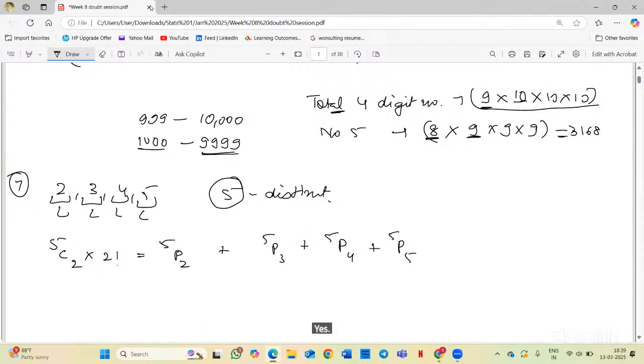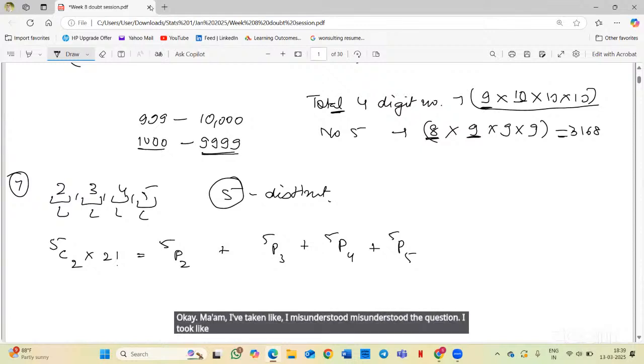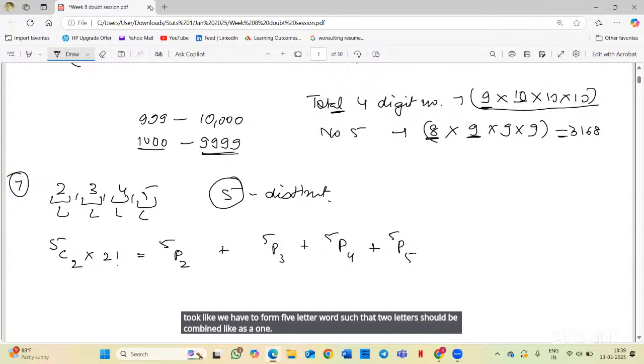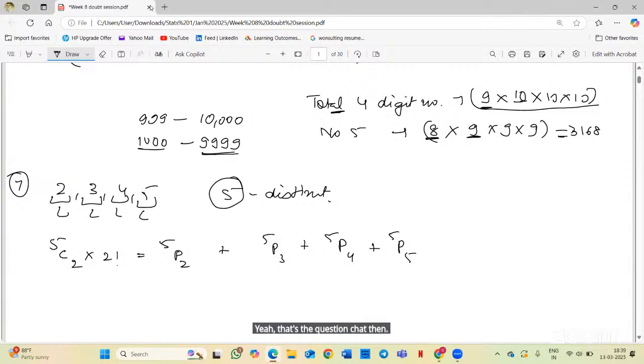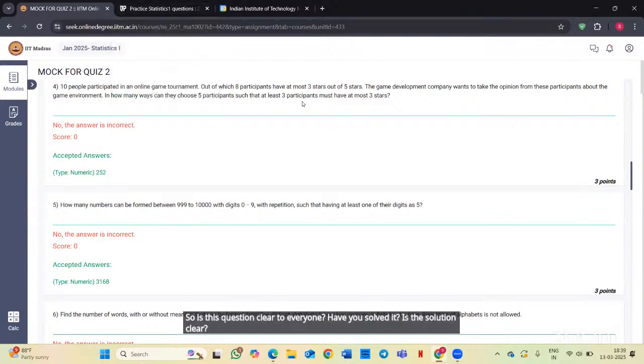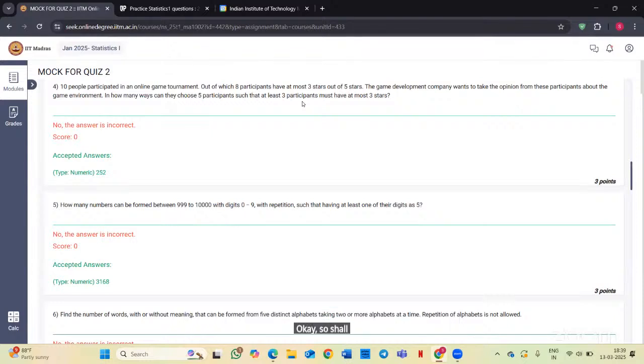Okay, ma'am, I misunderstood the question. I took it like we have to form a five-letter word such that two letters should be combined as a word. That's the question which I've done. Yeah, now you understood the question? Yes, ma'am, I got it. Good. So is this question clear to everyone? Have you solved it? Is the solution clear? Yes, ma'am. Okay. So shall we move forward now? Yes, ma'am.